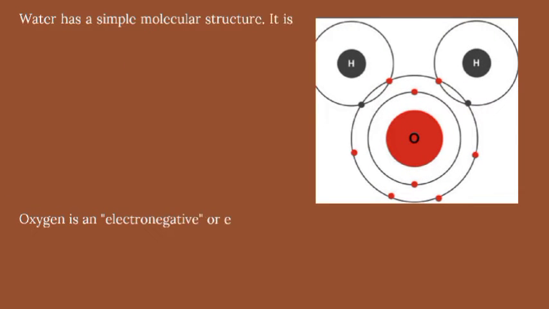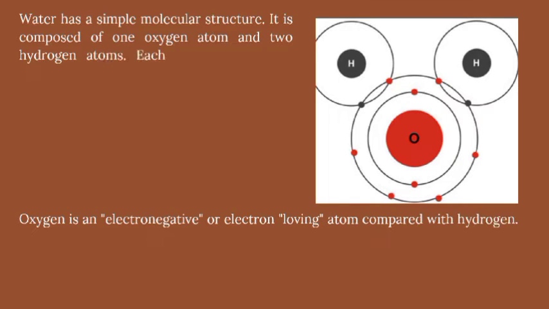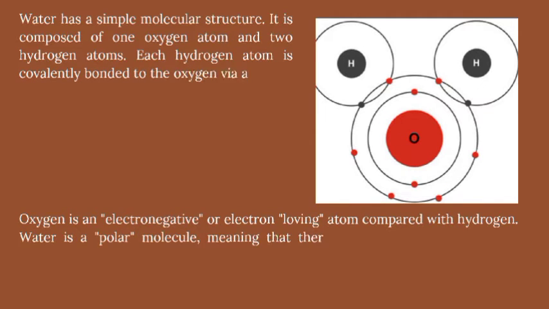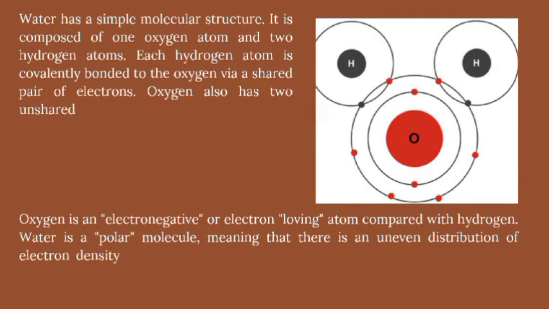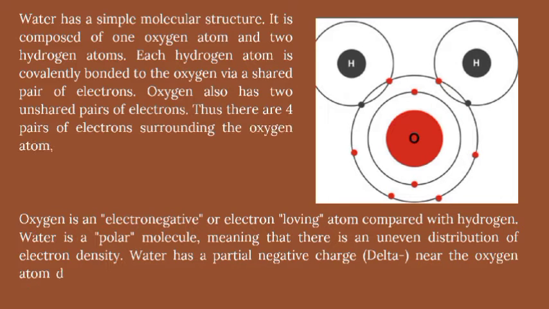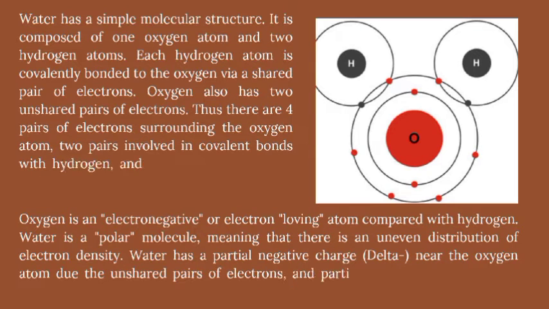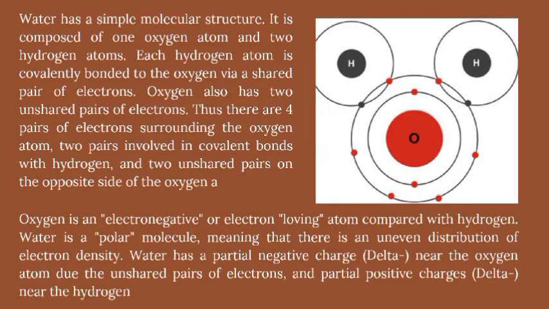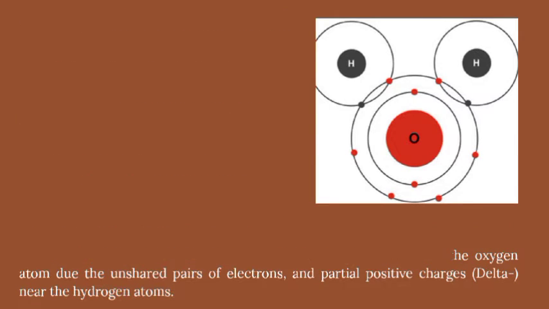Water has a simple molecular structure. It is composed of one oxygen atom and two hydrogen atoms. Each hydrogen atom is covalently bonded to the oxygen via a shared pair of electrons. Oxygen also has two unshared pairs of electrons. Thus, there are four pairs of electrons surrounding the oxygen atom: two pairs involved in covalent bonds with hydrogen and two unshared pairs on the opposite side of the oxygen atom.